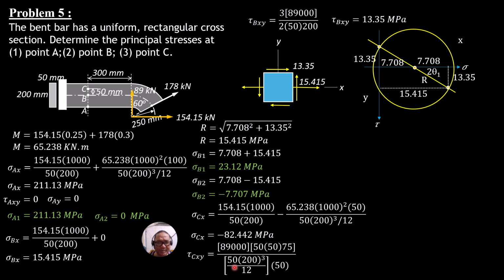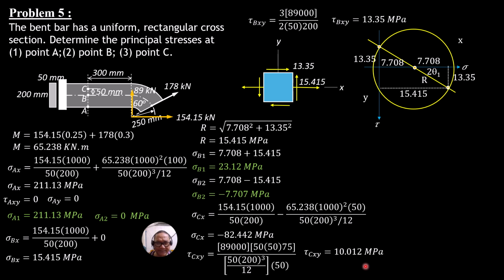So moment of inertia 50 times 100 cube over 12. B is 50. So we imagine a line through C here, this section. So the area above that horizontal line through C is 50 by 50. And the distance of the centroid from the neutral axis is 25 plus 50, so 75. Then this is moment of inertia, and the width of the section cut by that horizontal line through C is also 50. That's why B is 50. So computing, tau Cxy is equal to 10.012 megapascals.